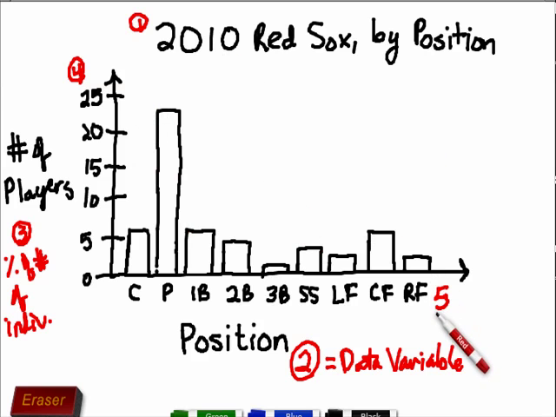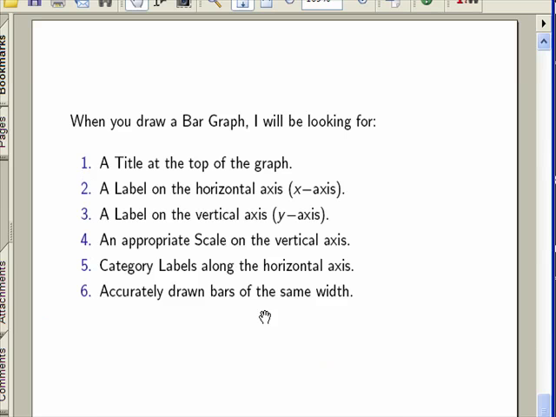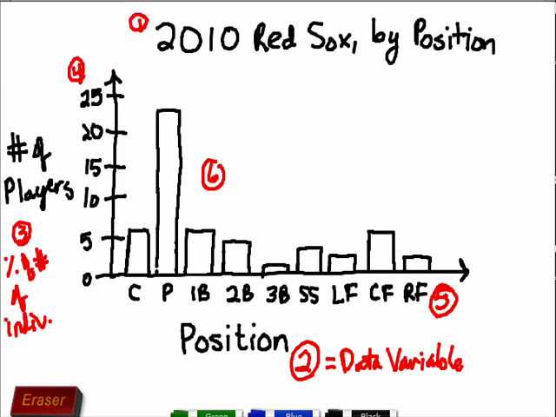5th, I'm going to be looking for your category labels along the horizontal axis. So there are 9 different categories that are associated with this categorical data variable, from catcher up through right field. Those categories need to be labeled. And 6th, I'm going to be looking for your bars in the main body of your graph, and these need to have appropriate heights that match the values in the frequency distribution, and they need to have approximately the same width as each other. And those are the 6 things I'm going to be highlighting.